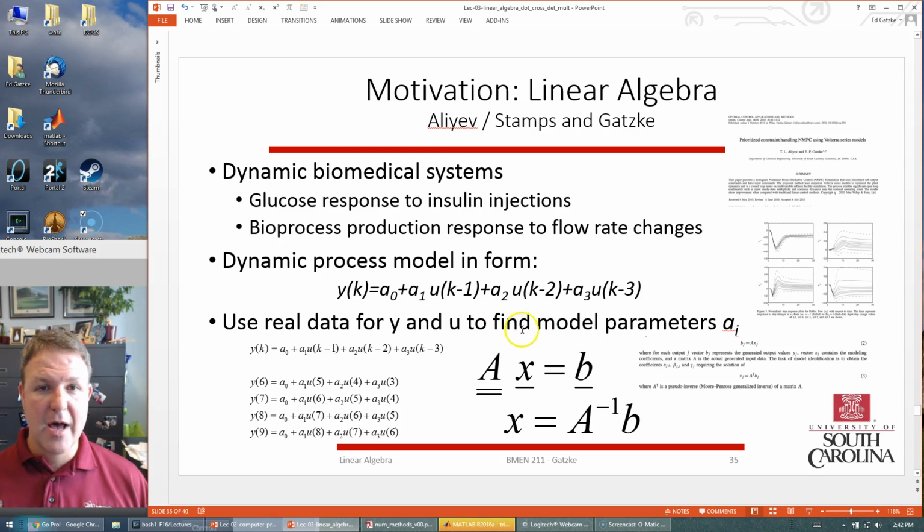Here's another example of modeling where we looked at a biological reactor, for example glucose response to insulin injections or bioprocess production. So we change the flow rate and we're looking at making a pharmaceutical. We can come up with a linear model for the output of the response that depends on the inputs U. Given a lot of data, we can set up a big linear algebra problem where we have a matrix, a vector, and a constant vector, and solve a set of linear equations by using something called the matrix inverse. So this linear algebra stuff can be very, very useful.